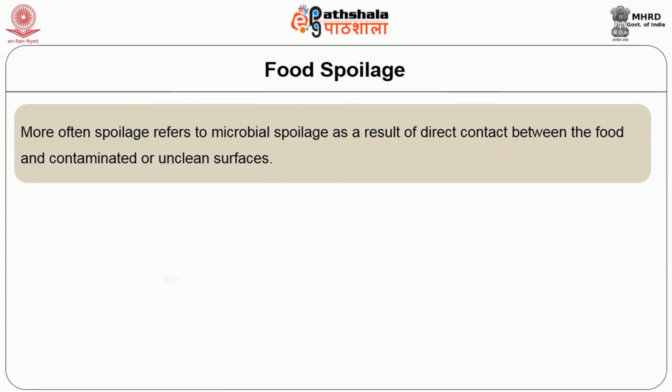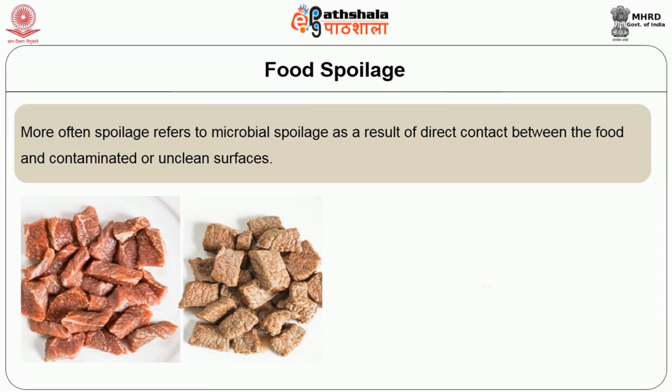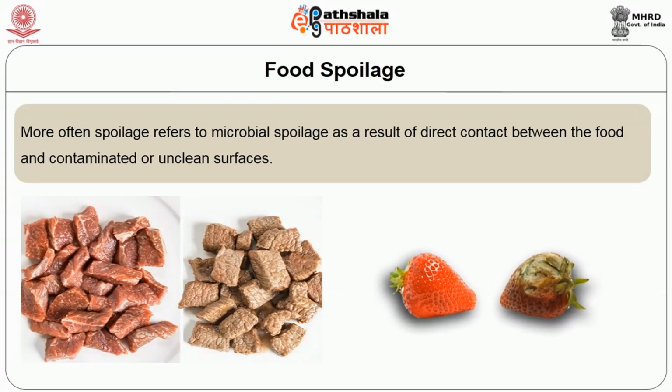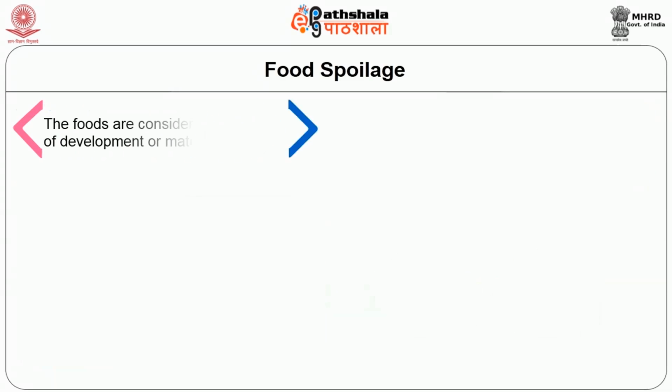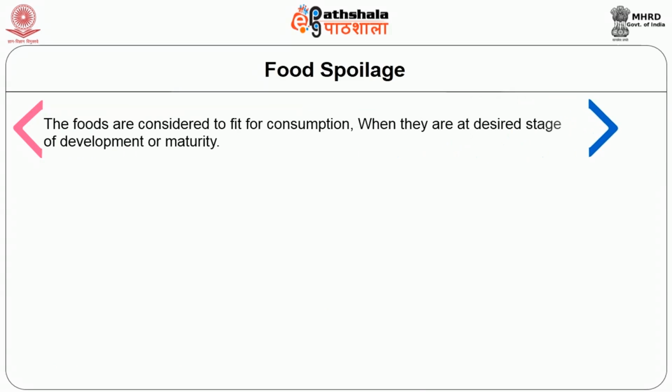More often, spoilage refers to microbial spoilage as a result of direct contact between the food and contaminated or unclean surfaces. It includes food-to-food contact, for example, raw meat and cooked meat, or between a fresh fruit and a rotten fruit.